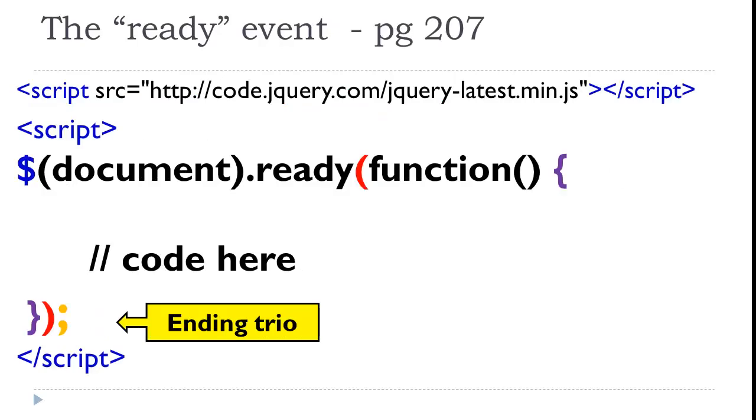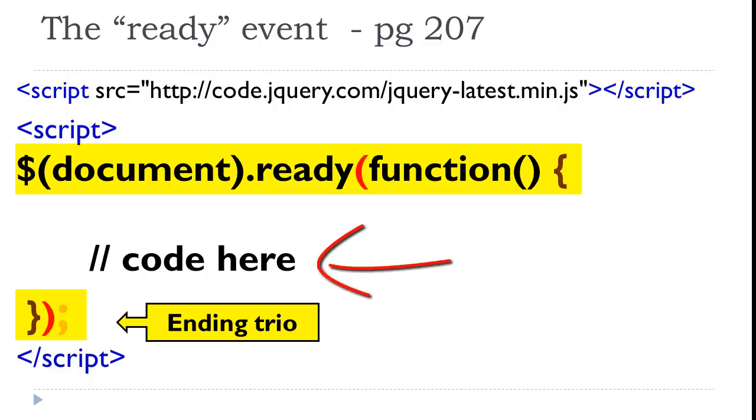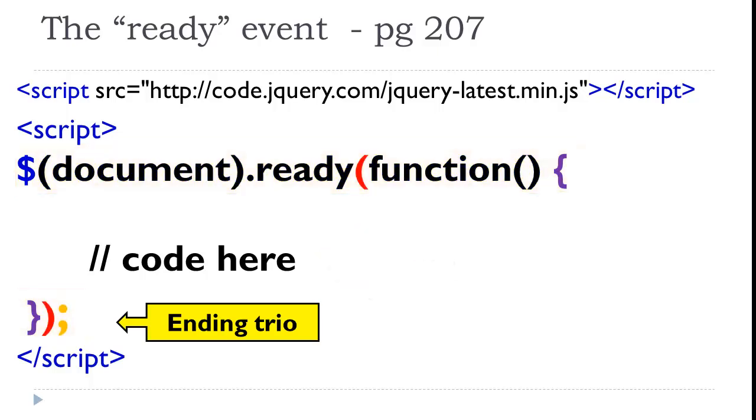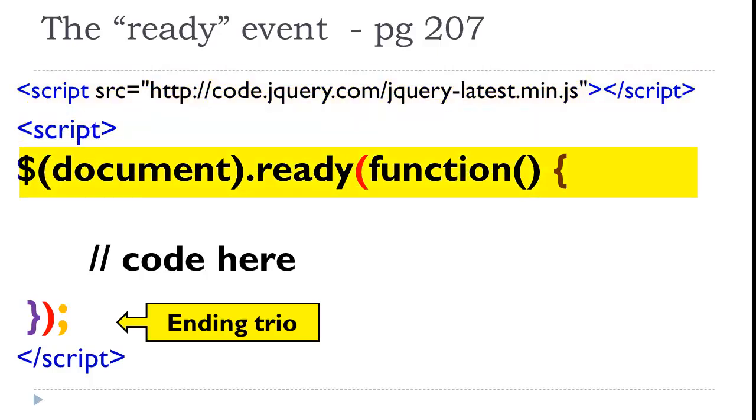All right, so this is how you write the ready event, and it calls an anonymous function. And all of the code that you're going to be writing is going to go here. This is just the way it's done. All right, so at the very top of the screen here, the very first script tag is a source reference to the library. The library always goes first. Then in the following script block is where the ready event goes.